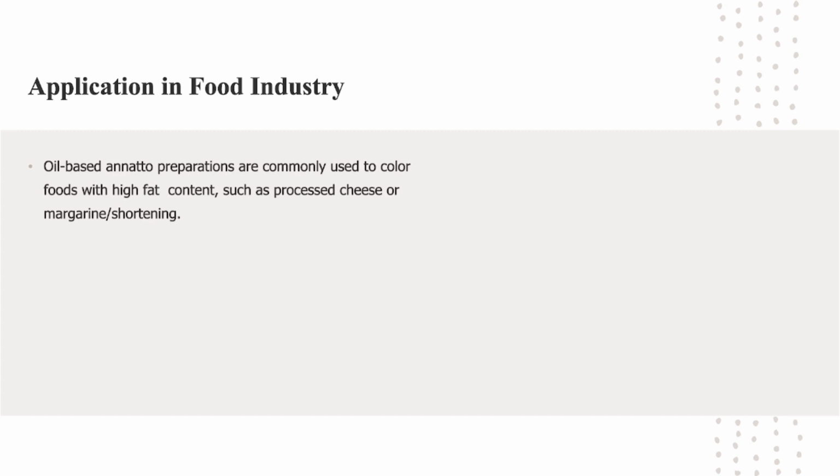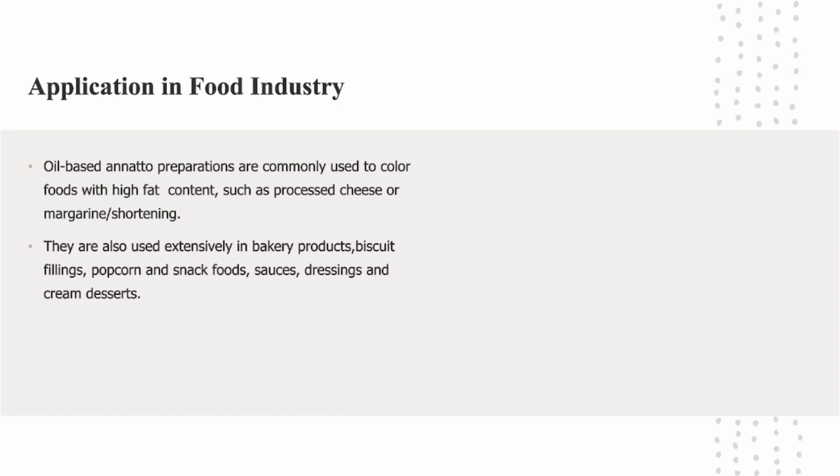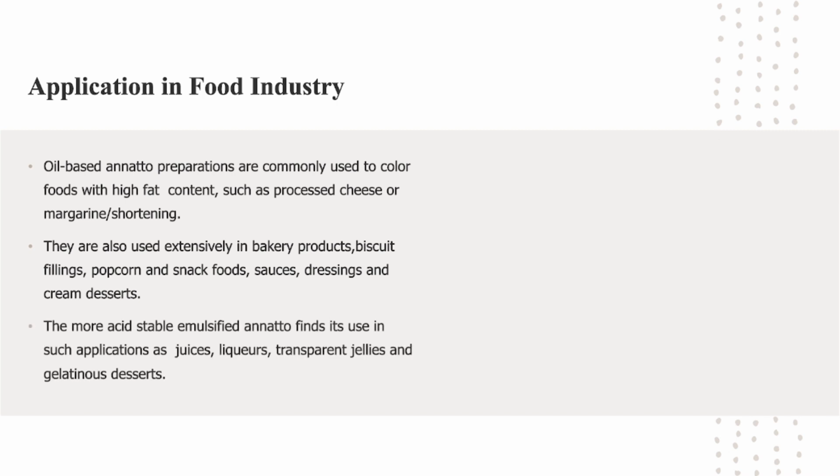Now, the application in the food industry. Oil-based annatto preparations are commonly used to color foods with high fat content, such as processed cheese or margarine and shortenings. Secondly, they are also used extensively in bakery products, biscuit fillings, popcorn, snack foods, sauces, dressings, and cream desserts. The more acid-stable emulsified annatto finds use in applications such as juices, liquors, transparent jellies, and gelatinous desserts, because in jellies and juices there is a need for some stable product.